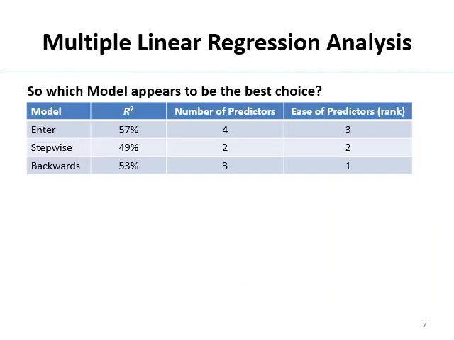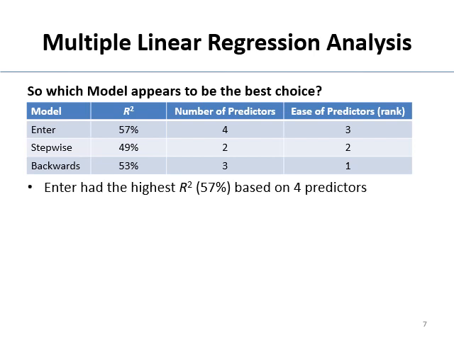So which model is the best? Let's fill out our table. This is what I wrote. So in terms of R squared, enter. In terms of parsimony, that would be stepwise. And in terms of ease of getting those predictors, I think backwards was the easiest.